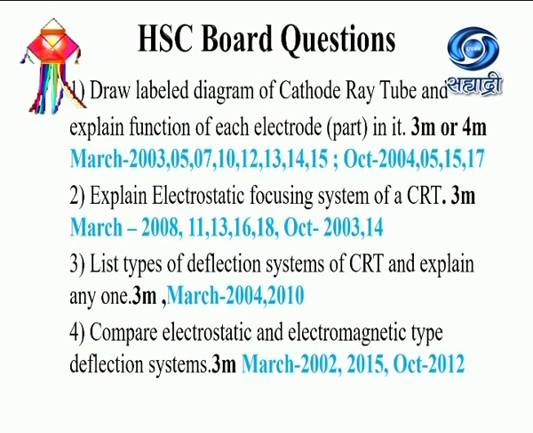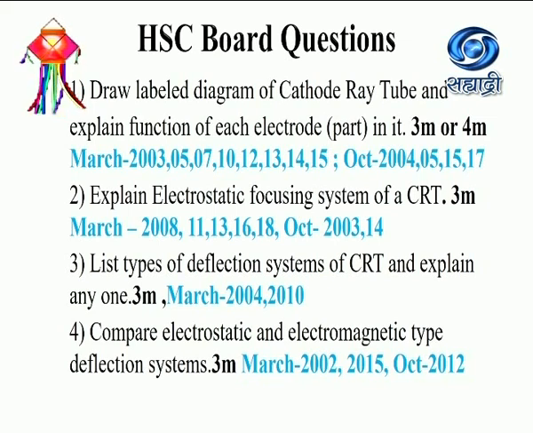So, draw a labelled diagram of cathode ray tube and explain the function of each electrode. In this question, you have to draw the cathode ray tube, that is the CRT diagram, labelled diagram, and you have to explain each electrode function for 3 marks or 4 marks. And it was asked from March 2003 to October 2017. Next question, explain electrostatic focusing system of CRT. Again, it is asked for 3 marks.